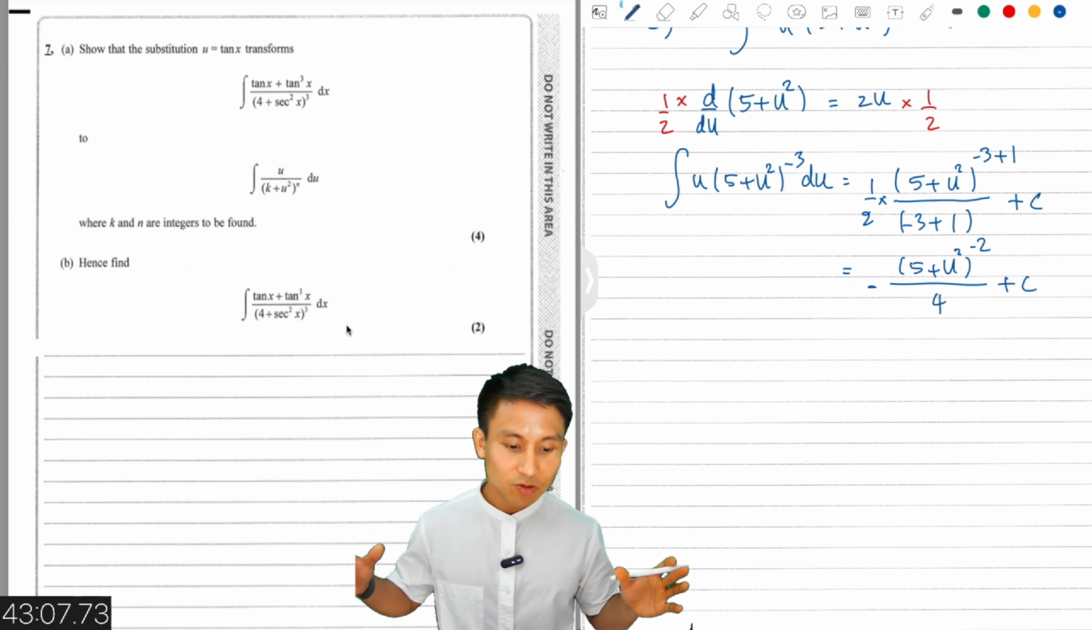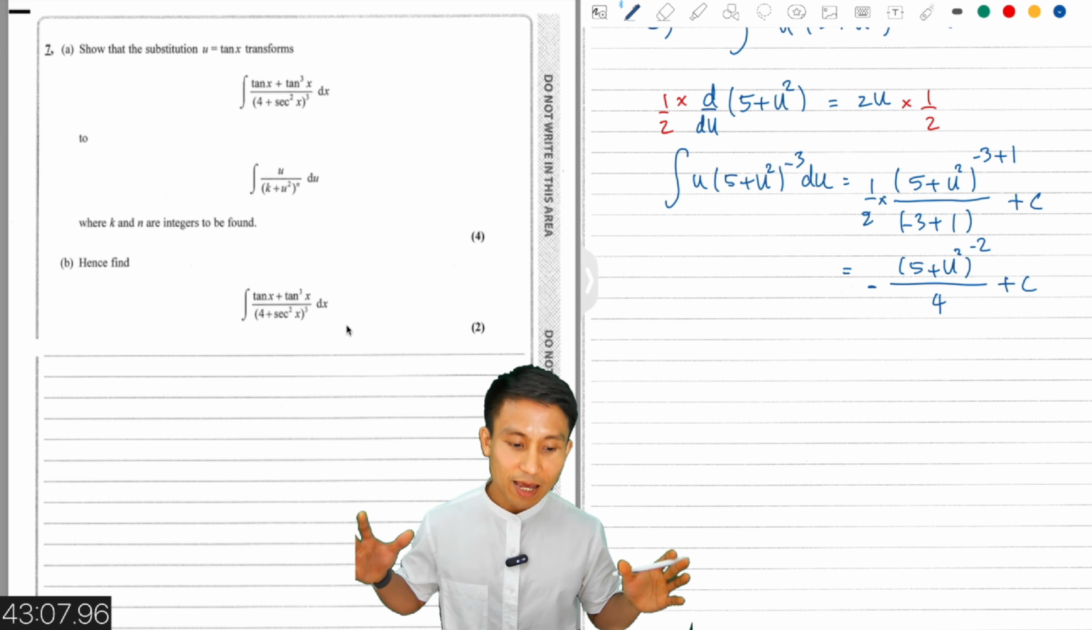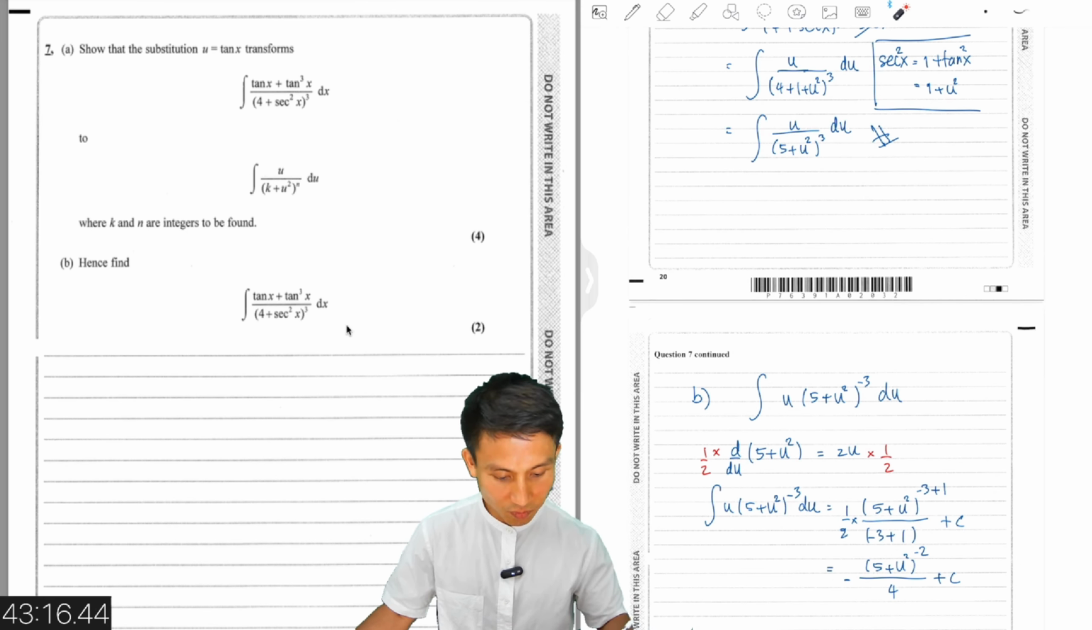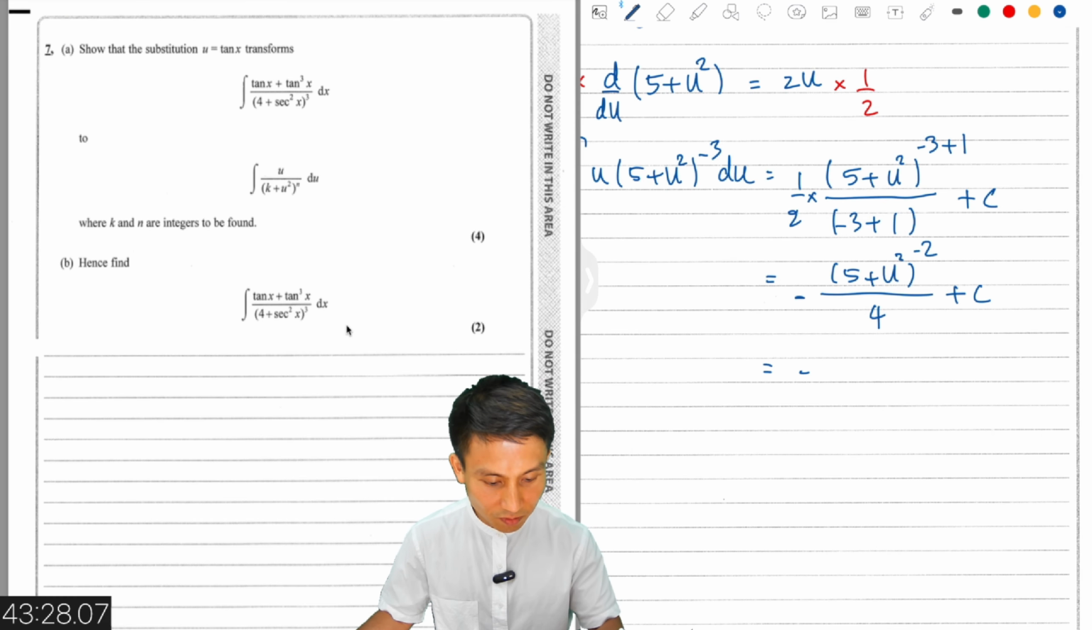Now, we got to put this back into the x form. So we remember that 5 plus u squared came from this, and that was from this: it's 4 plus 6 squared x. So this is just equal to (4 plus 6 squared x) to the power of minus 2 over 4. So that is just minus 1 over 4 times (4 plus 6 squared x) to the power of minus 2, plus c. So I mean, that would be my answer actually.